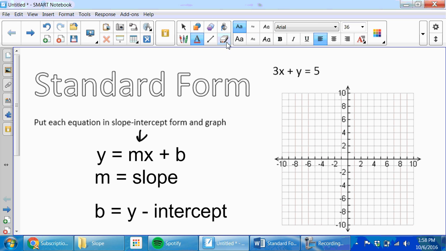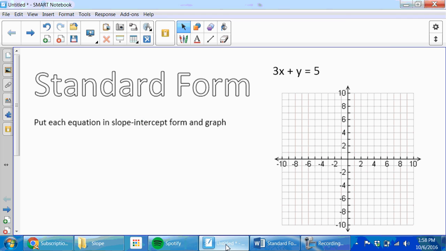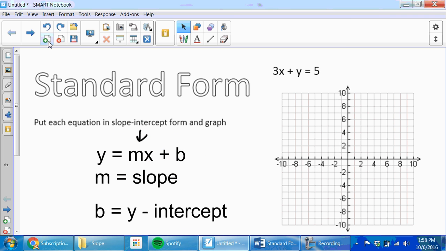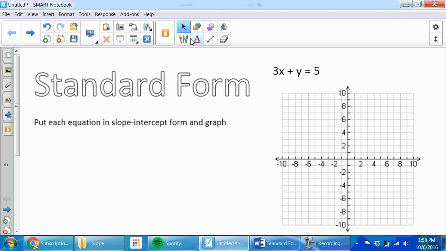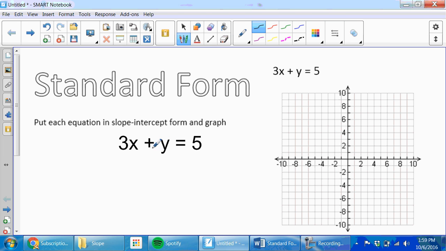So the directions are asking you to change this function right here into y equals mx plus b, into this slope-intercept form. Okay? So I'm going to take my equation here, 3x plus y equals 5, and I want it to look like y equals mx plus b. In order to do that, I need to get my y alone. So the only way to get my y alone is to get rid of this 3x and put it onto the other side of the equal sign.